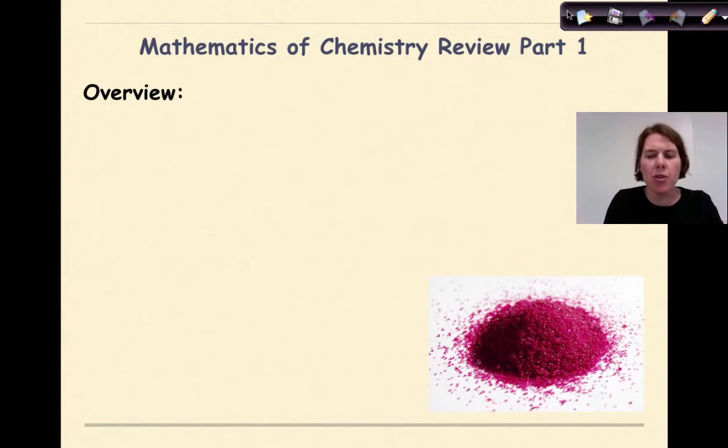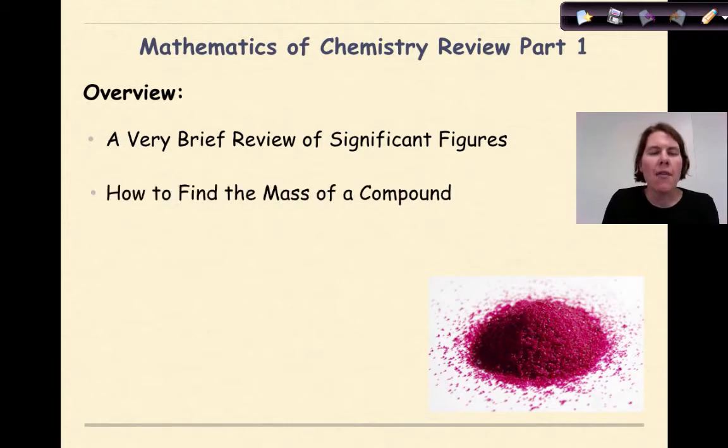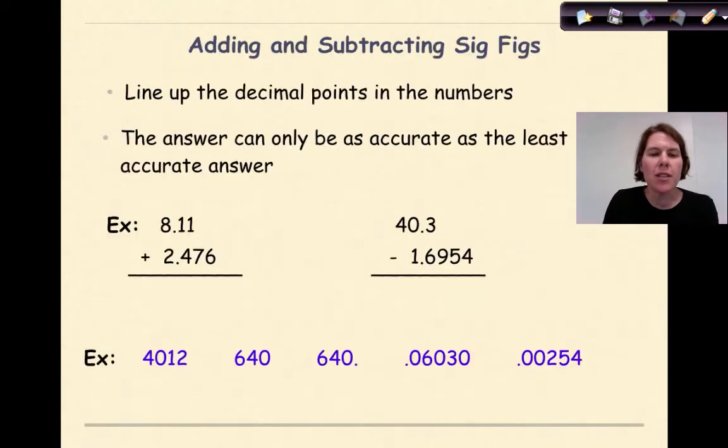Today we're going to look at the basics of doing math of chemistry, also known as stoichiometry. Specifically, we're going to focus on a very brief review of significant figures, how to find the mass of a compound, determining percent composition, and finally working with hydrates.